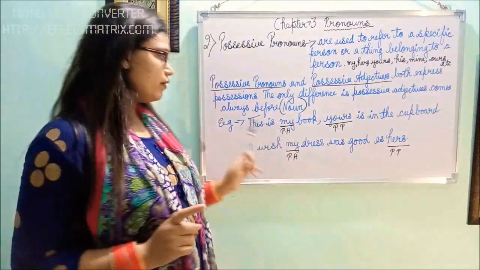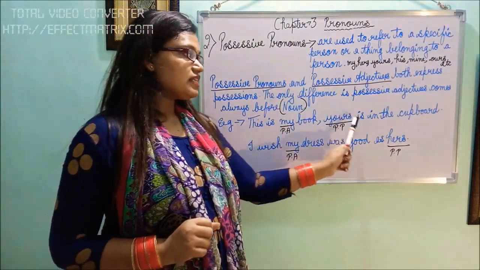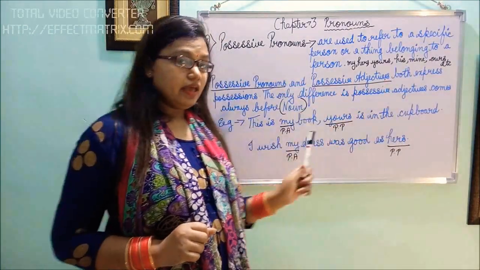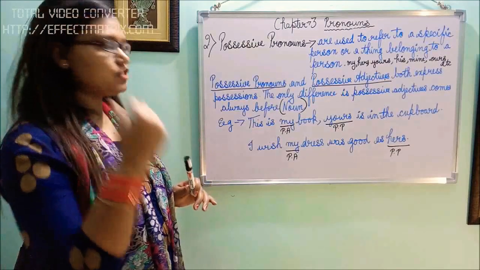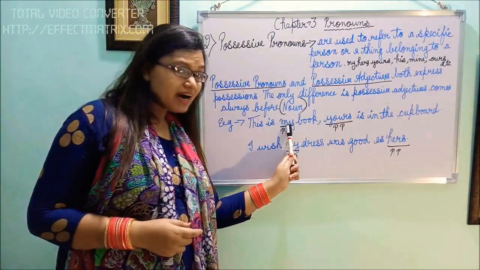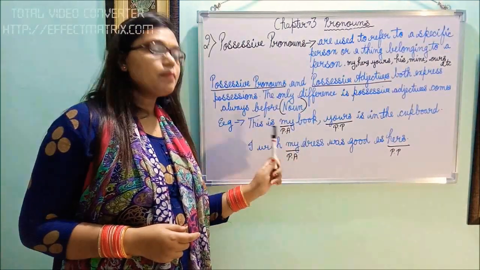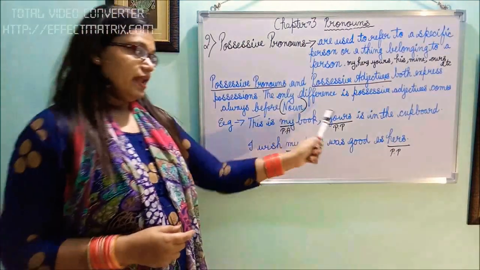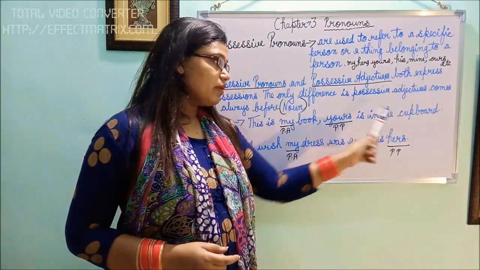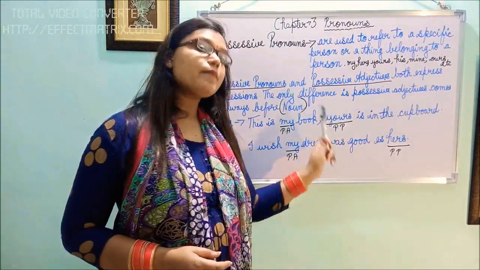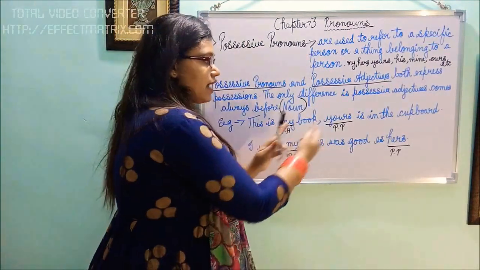Now see the example here. First example: this is my book, yours is in the cupboard. Here, first of all, we need to see which words are showing the possession. Here, the word my is showing the possession. That means this book is mine. And in the same example, yours is in the cupboard. The word yours is also showing the possession.